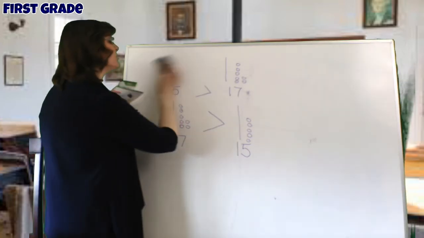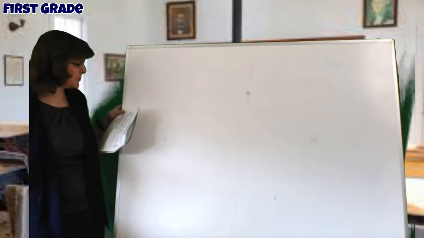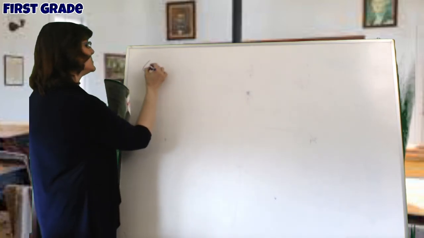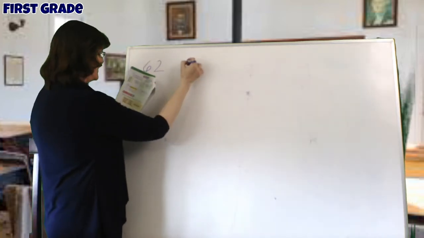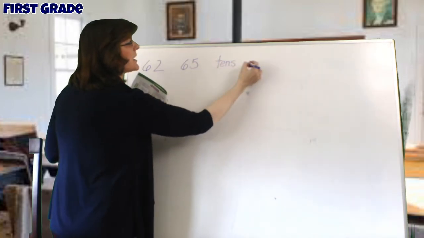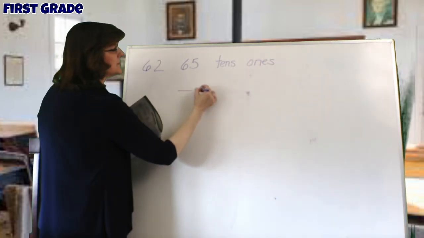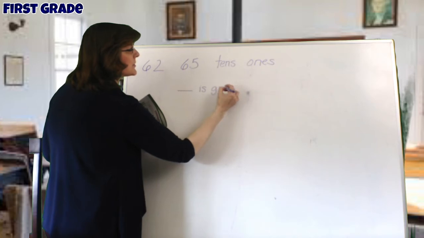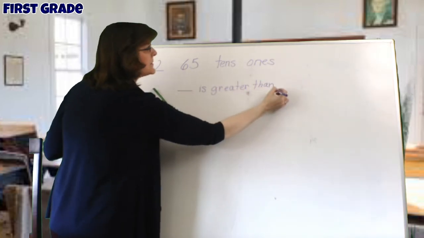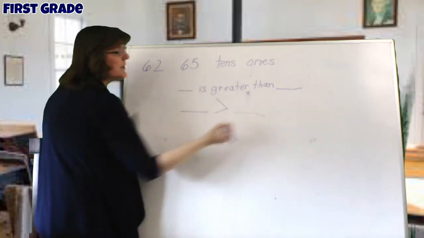So now as we go through, we have to decide, are we looking at the tens or ones, and which number is greater? So our number 1, we have the 2 numbers. We have 62. And we have the number 65. And then we have to decide, are we going to look at the tens or the ones? And then what is greater than what? And then we have the numbers with the mouth opening to the greater number. So let's fill it in.